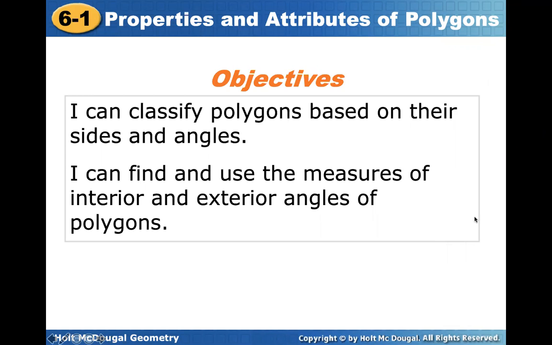All right. Objectives today, you should be able to classify polygons based on their sides and angles, similar to what we did with triangles with scalene and isosceles and equilateral and all that type of stuff with all the angles and all the sides. So we're going to do similar to that. The only difference is today we're going to do polygons, not just triangles. And we're going to find and use the measures of the exterior and interior angles of a polygon.